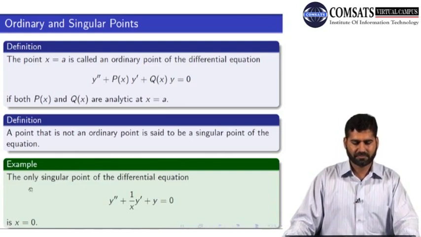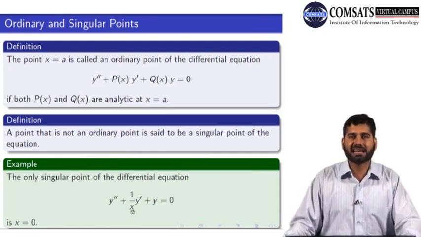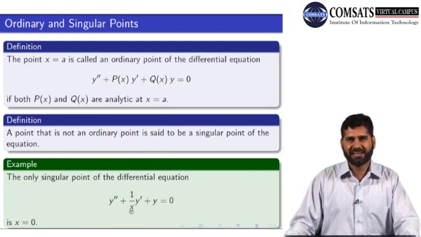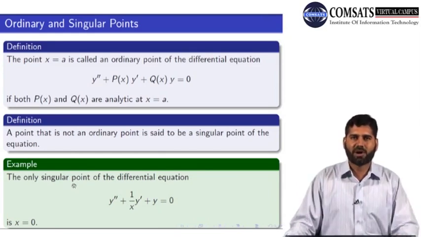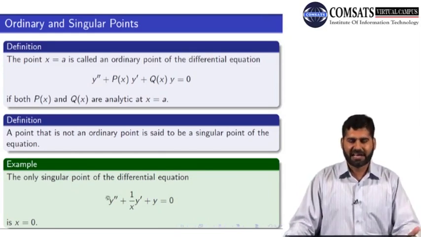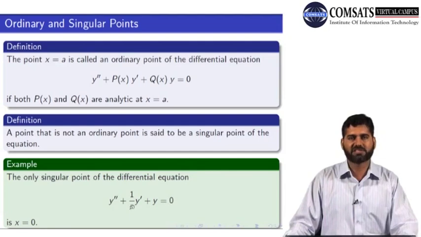Now, here you see your p(x) is 1/x, and 1/x is not analytic at x = 0. So x = 0 is the singular point of the differential equation. All other points are ordinary points. If I take x = 1, it is an ordinary point. x = 2, ordinary point. But x = 0 is a singular point of this differential equation.